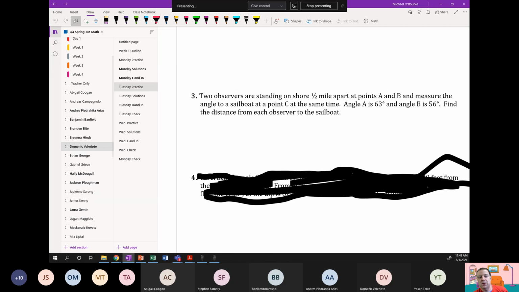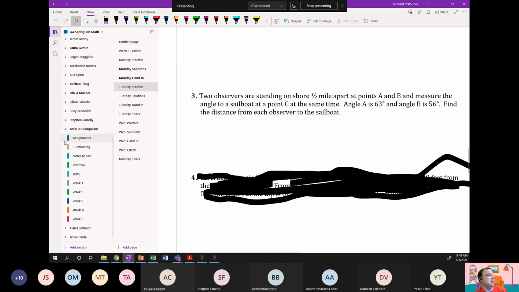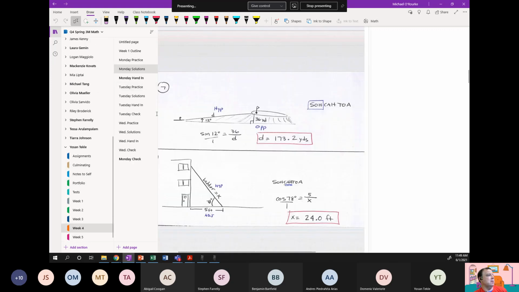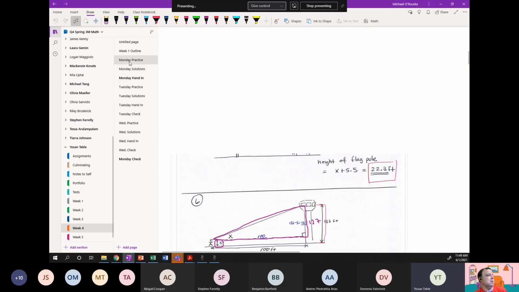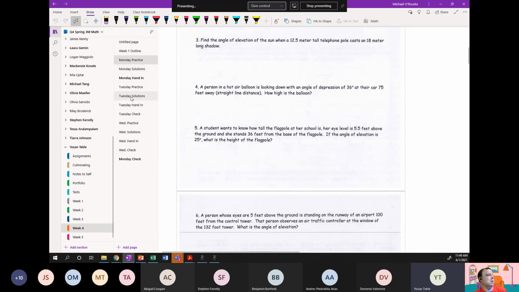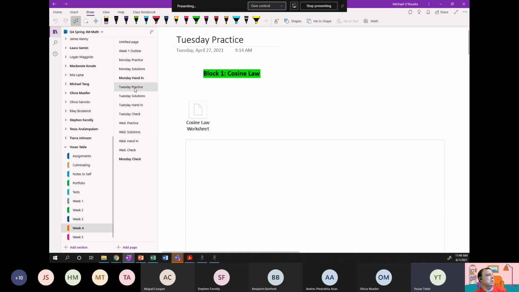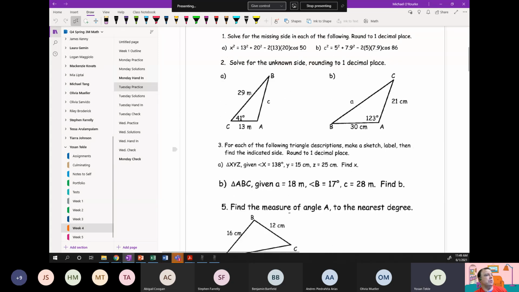Kovats, I will be with you once I finish off with Yosan, okay? Any question, Yosan? Yes. So let's say from question 2. So Question 2. What I got is 16. Okay. Do you have it? Do you want to take a picture of it and send it to me? Yeah, I did take a picture.